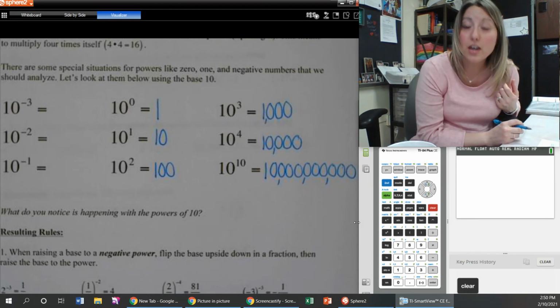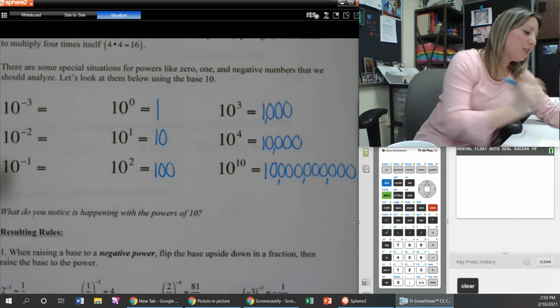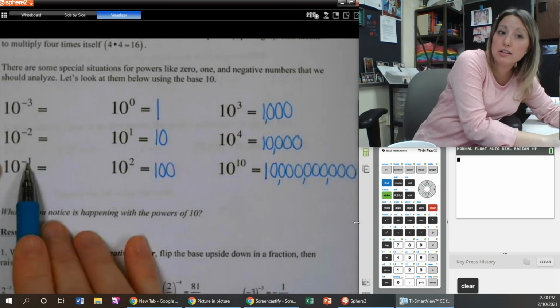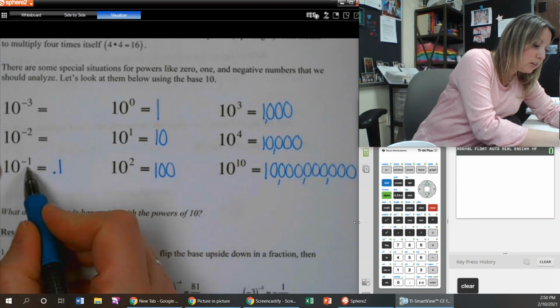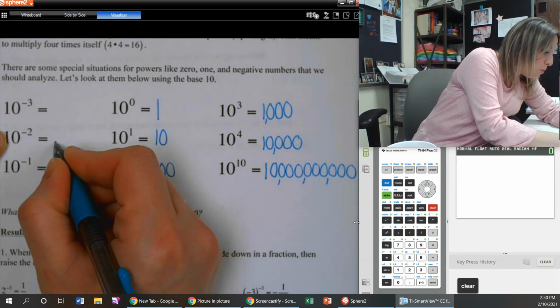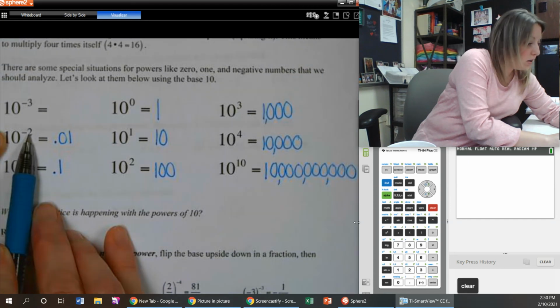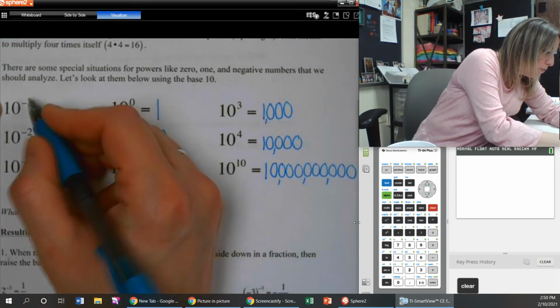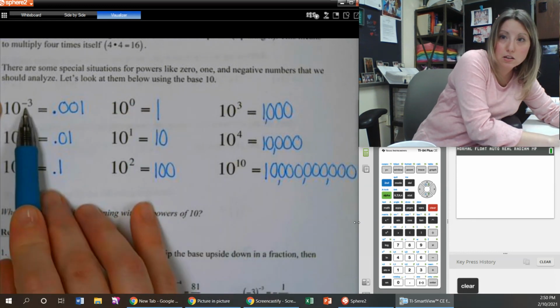And it's based off of this. Now, think about it this way. Now think about 10 to the negative 1. Well, what that does is it moves my 1 back behind the decimal place 1 place. 10 to the negative 2 moves my 1 back behind the decimal place 2 places. 10 to the negative 3 moves the 1 back behind the decimal 3 places.